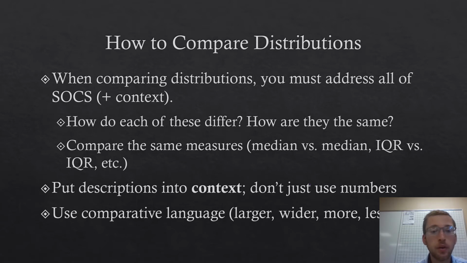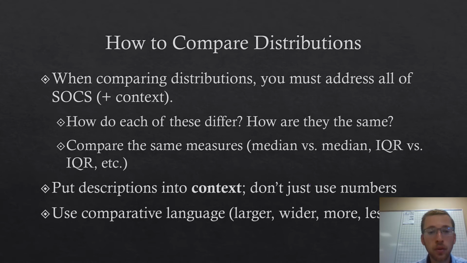And really what we want to know is how do each of these differ? How are they the same? Do we have one outlier in one distribution and no outliers in the other? Is one distribution more spread out than the other? Are they centered at the same or a different value?